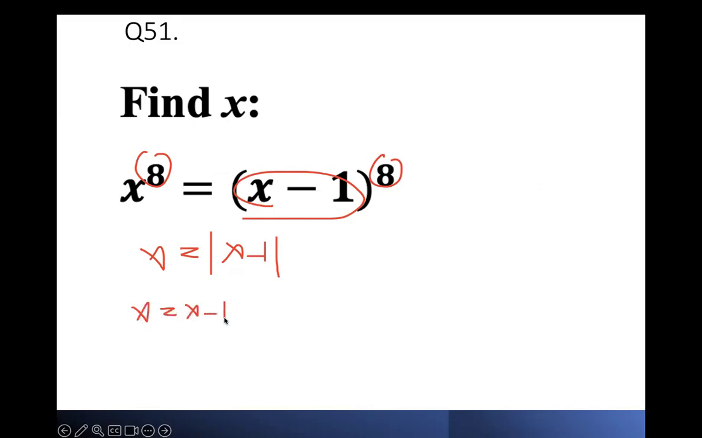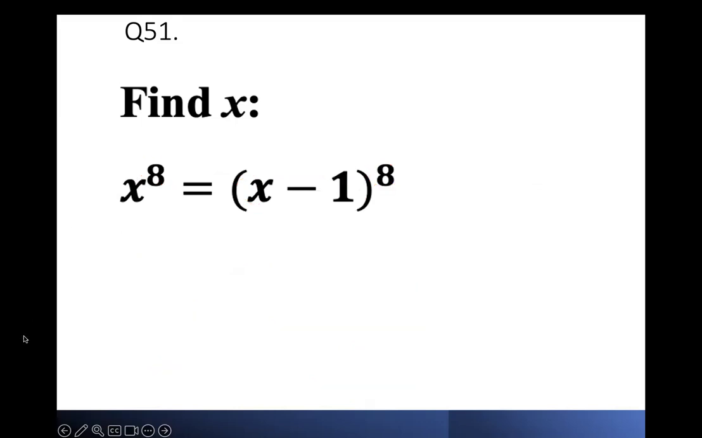x minus 1. This will be 0. This has no solution. If you take x is equal to minus x plus 1, because of the absolute value, this will be what? 2x is equal to 1. x has to be what? Half. This is the first true information that will satisfy the equation. So for your answer choice, I'll put half as your right answer.